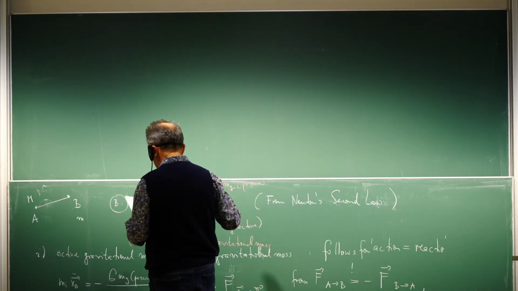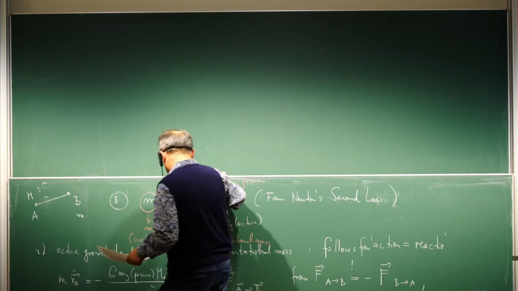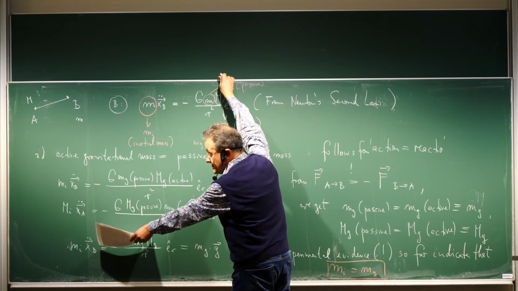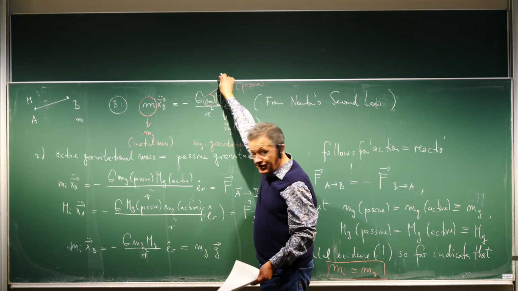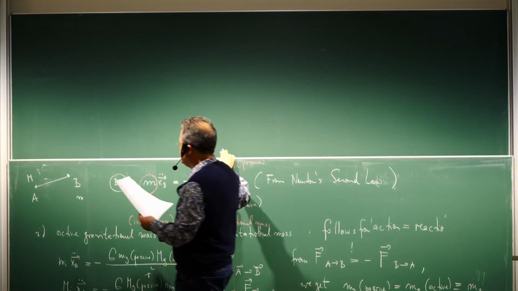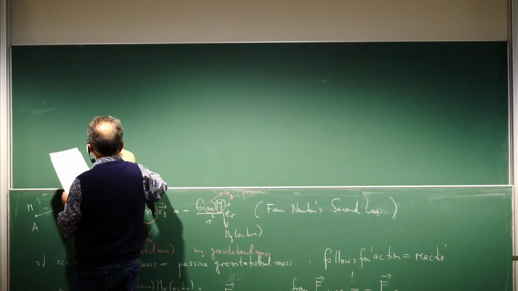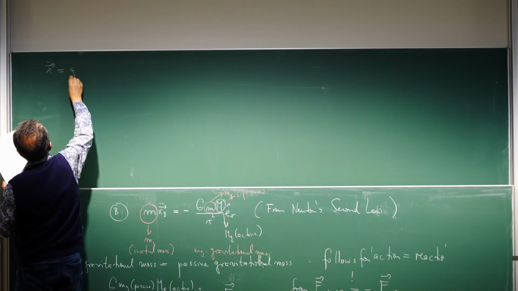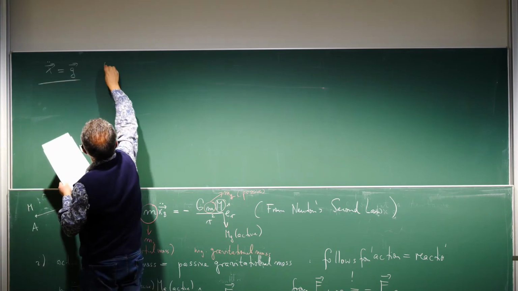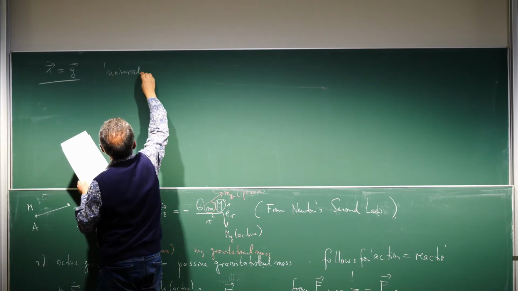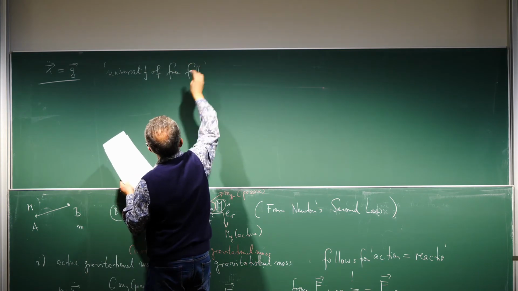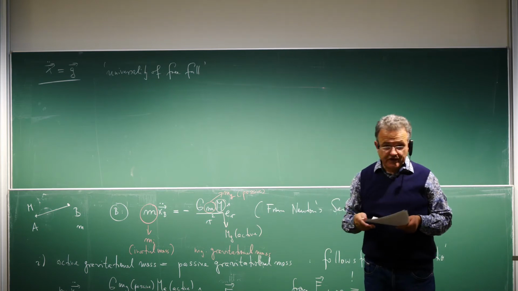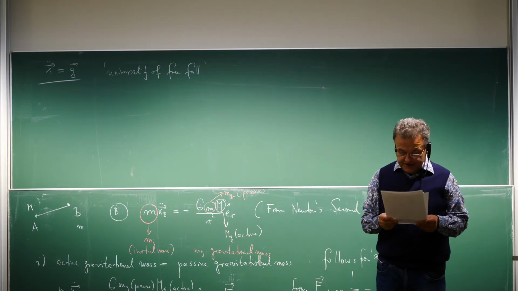Now, when you have m_i equal to m_g, you can of course cancel out the m, and you just have x double dot is equal to g. And this is what we call the universality of free fall. So all bodies fall with the same rate. The motion in the gravitational field is independent of the mass small m.